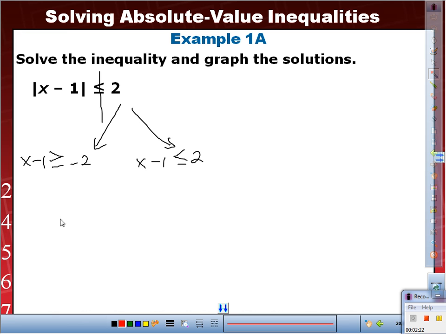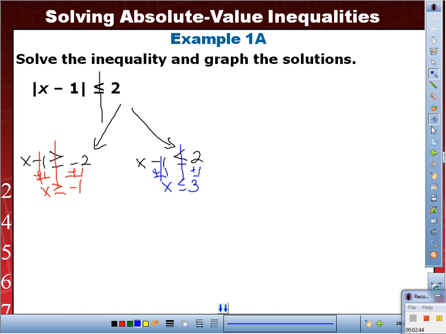So I'm going to solve this one at a time. Here we go. Plus 1, plus 1. X is greater than or equal to -1. Let me go over this one. Plus 1, plus 1. X is less than or equal to 3. So far it looks about the same as what we've been working on, right? Here goes the graph.